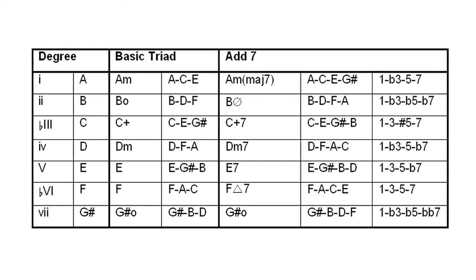You notice there's a different symbol used. When we go to a half diminished chord, we put a line through that circle to indicate it's half diminished, whereas on the fully diminished chord we just keep the little circle there, the diminished sign, to show that it's a diminished chord rather than half diminished. Okay, so those are the 7th chords.